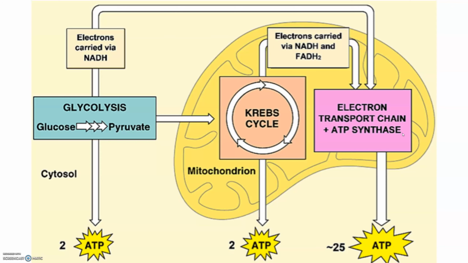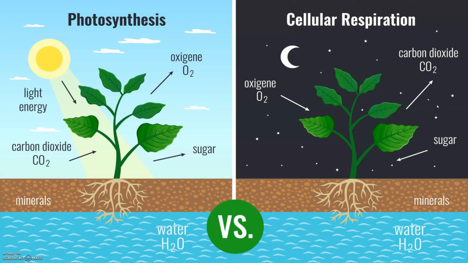Like I said before, the ATP is required for photosynthesis to happen. Both of these processes are linked together. One cannot happen without the other. Because the chloroplasts require the ATP broken down by the mitochondria to make glucose, and the mitochondria require glucose created by the chloroplast to make ATP.